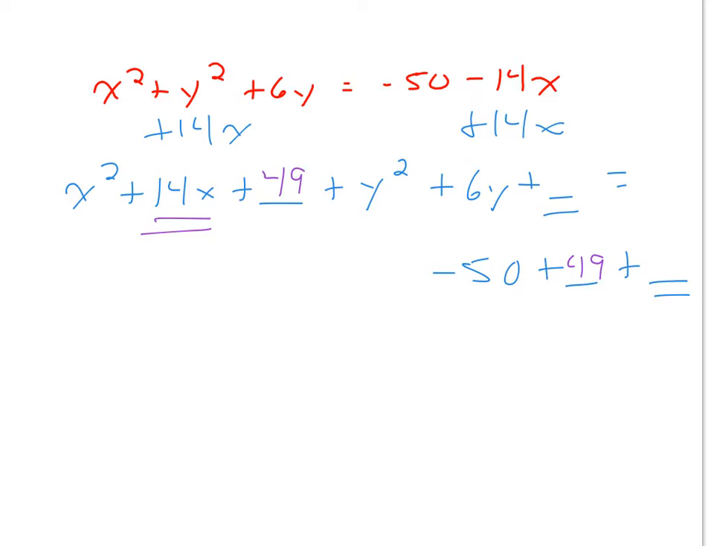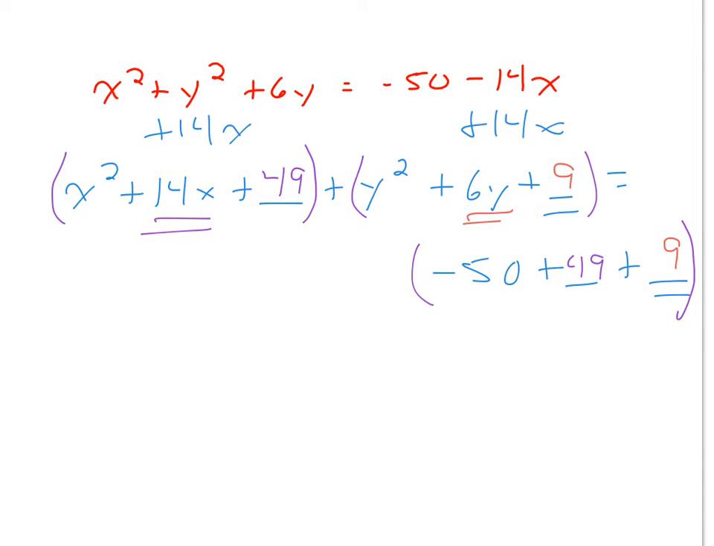Now I'm going to do the same thing with my y's. My b term is 6. Half of 6 is 3. I'm going to square 3 and get 9. So I'm going to add 9 right here, which means I've got to add 9 to the other side as well. So now it looks like, in purple here, I've got an x expression, I have a y expression, and that's equal to negative 50 plus 49 plus 9.